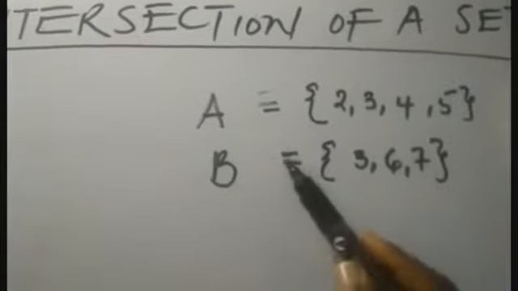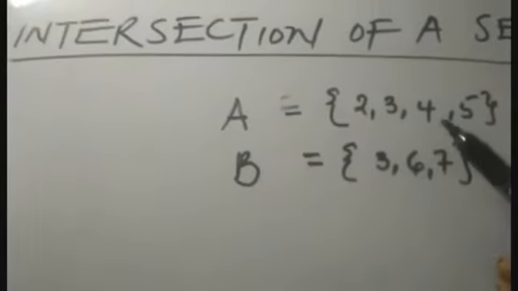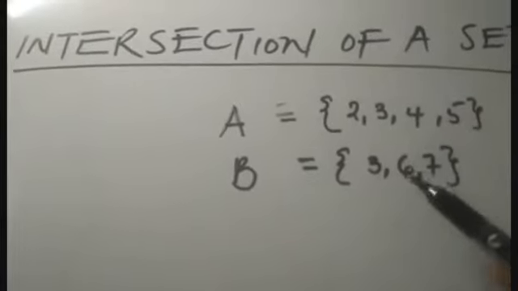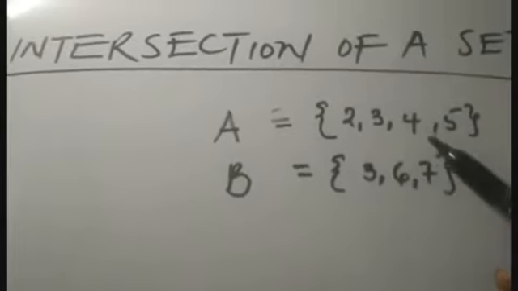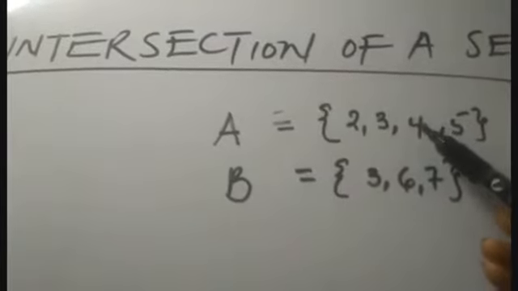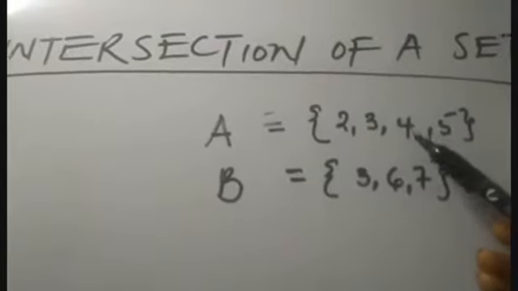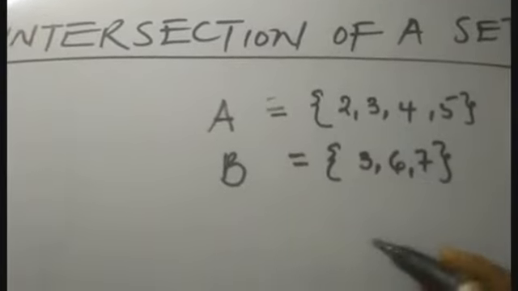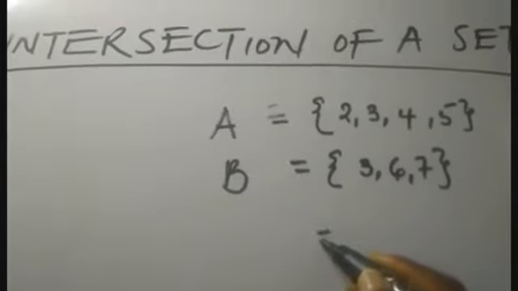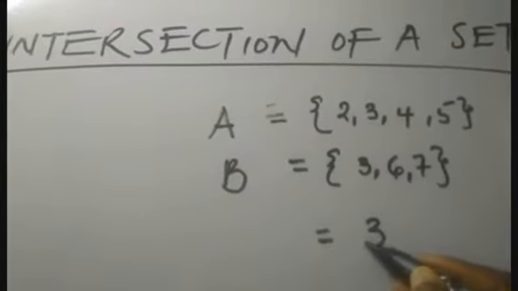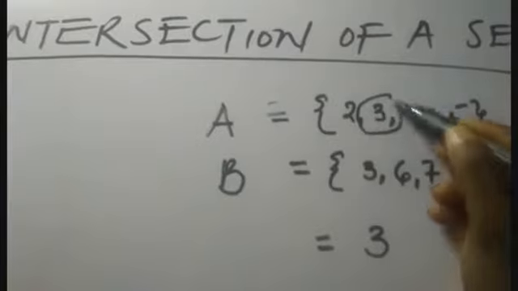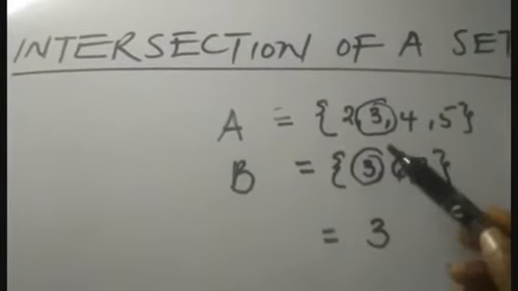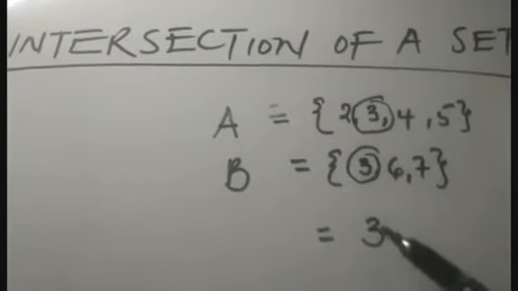Now, what is the intersection between these two sets? What they are saying is, what can you find in set A and also find in set B at the same time? I think the only number you can find in set A and set B at the same time is 3. You can find 3 here. You can also find 3 here. So the intersection of A and B is equal to 3.